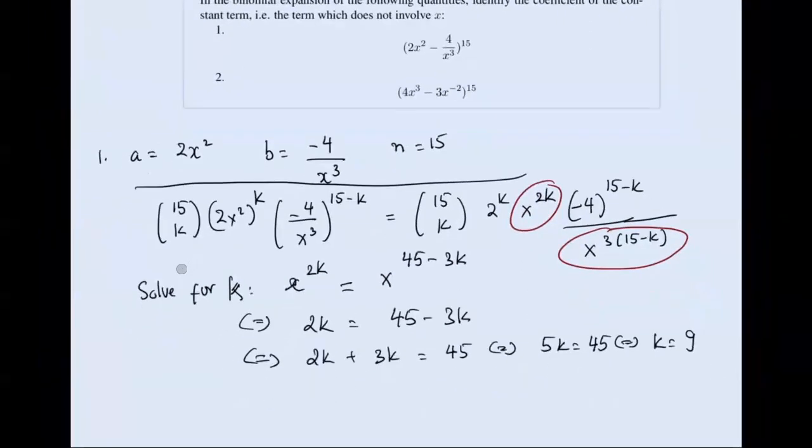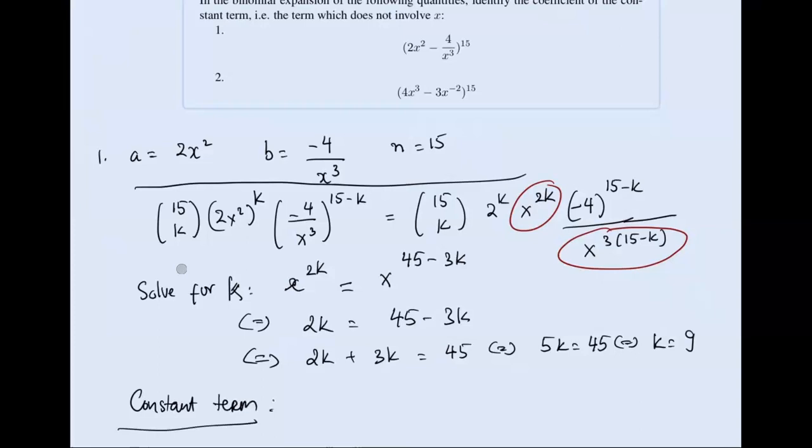So when k is equal to 9, these two terms will cancel out, and you will be able to get the constant term. So the constant term is when k equals 9. So I will have 15 choose k, which is 15 choose 9, 2 to the power of 9, negative 4 to the power of 15 minus 9. And I believe that in the exam, you will have a calculator and you will be able to calculate this quantity.